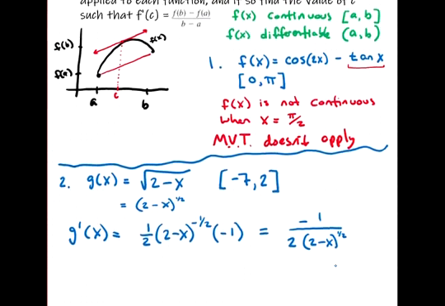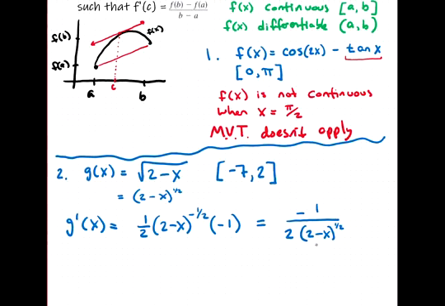And the answer is yes. It's not defined at 2. So the derivative is undefined when you plug in 2 for x, you get a 0 on the bottom, but that's okay because the derivative doesn't have to be defined at the endpoints, only between the endpoints. On the open interval, negative 7 to positive 2.